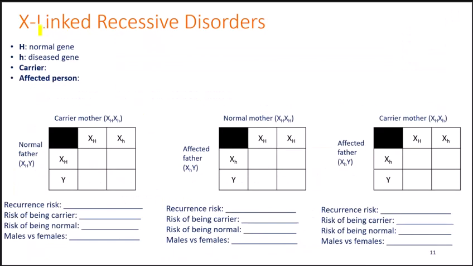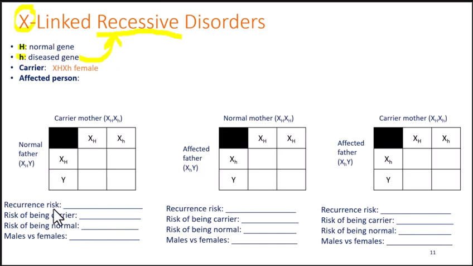So first what we're going to look at is an X-linked, so a sex-linked of the 23rd chromosome, recessive disorder. The capital H is representing normal, and the small h in this example, and the letter is just random, the small h is representing the disease gene. Why is it the small h? It's because we're talking about recessive disorders. So what would the genotype of a carrier look like?